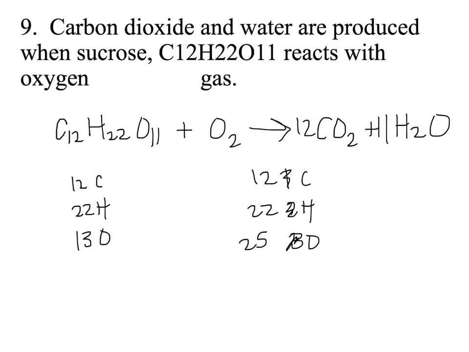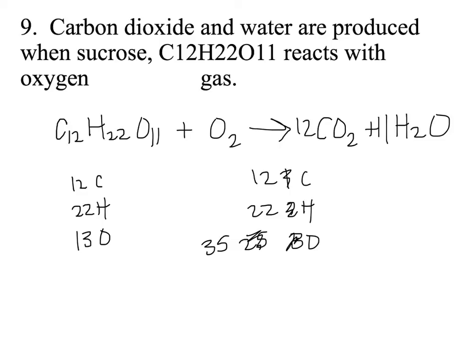Now let's look at our oxygens. We have 12 times 2, which is 24, plus 11. That should be 35. All right. Now, this looks like an insurmountable task because you look over there and you're like, 13 and 35, holy schmoly. I can't think of a common factor those two numbers go into.